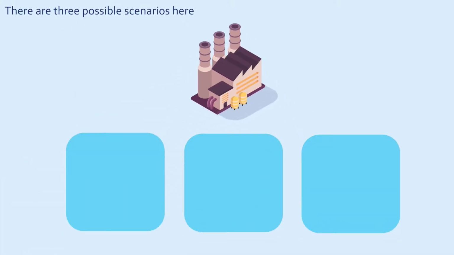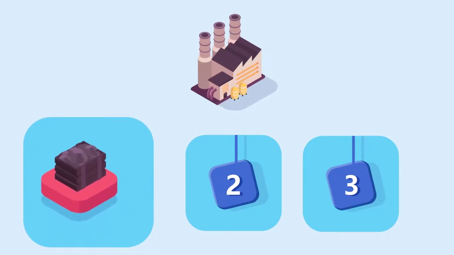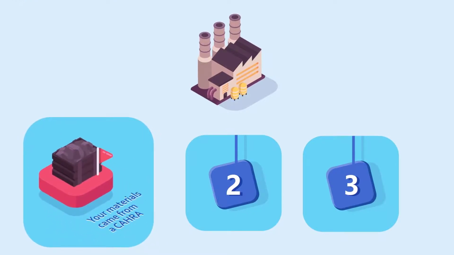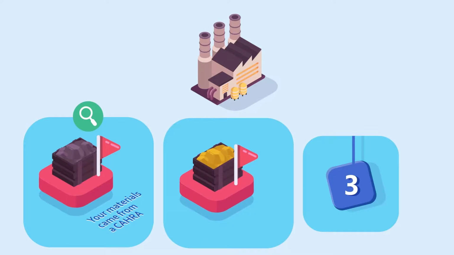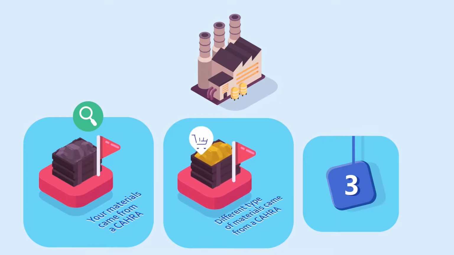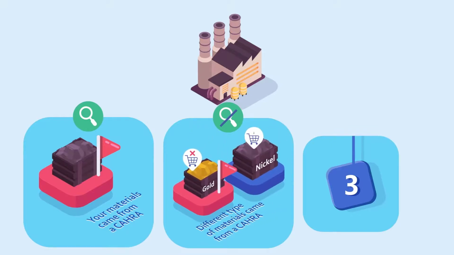There are 3 possible scenarios here. The material you sourced came from a CAHRA. This confirms your red flag, so you'd need to conduct further due diligence. The supplier produces a different material in a CAHRA, but you do not source that material. If so, you don't need to conduct further due diligence. For example, if you found that a supplier sources gold from a high-risk area, but you only buy nickel, you do not need to take further actions.